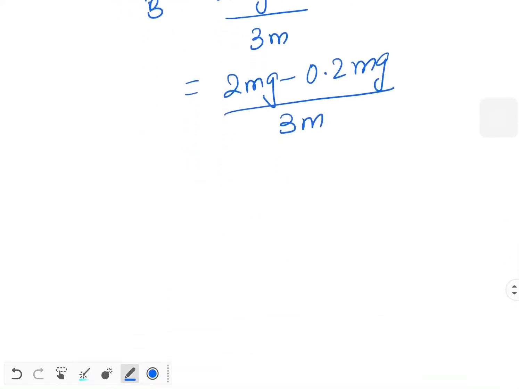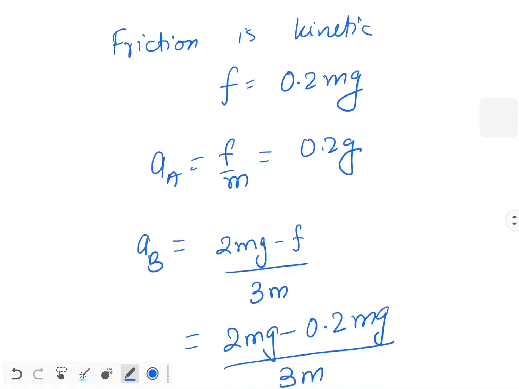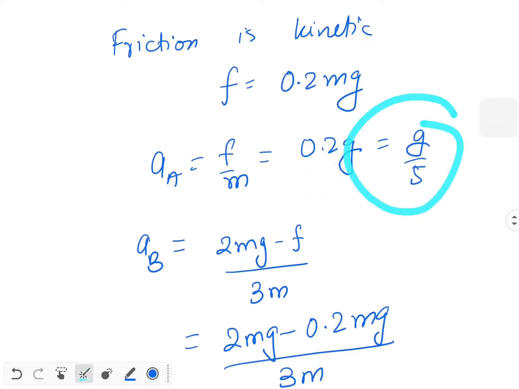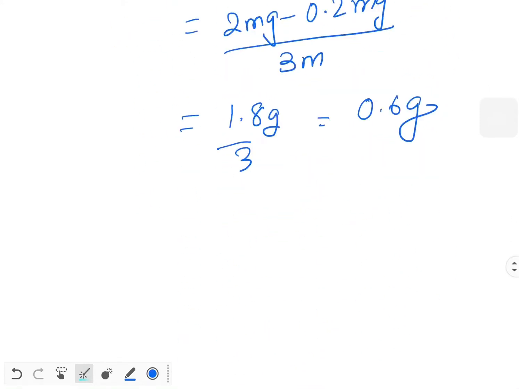So this is equal to 1.8 g by 3, so 0.6 g. Okay. So we found the acceleration of block B with respect to ground. This is the acceleration of block A with respect to ground, or we could rewrite this as g by 5. Okay. This is the acceleration of block A with respect to ground. This is the acceleration of block B with respect to ground.